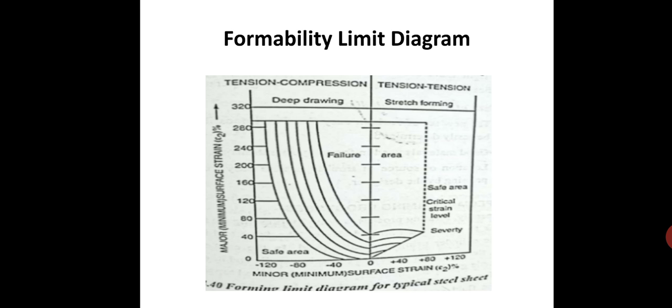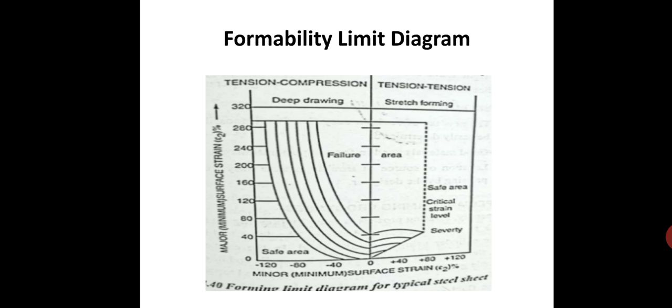Here is the elliptical shape in the FLD diagram, and here is the diagram. The left side is tension-compression and the right one is tension-tension. Tension-compression is deep drawing, and tension-tension is stretch forming. The elliptical shape shows the different strain conditions and their combination with the load and the failure of the sheet metal.